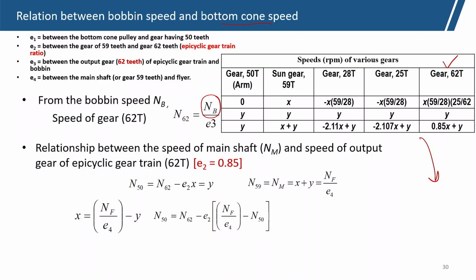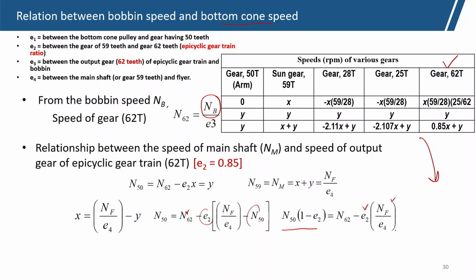So, we will try to correlate later. So, N50 we have reached here, in terms of N62 and in terms of the NF. So, NF, this is the relation. Now, we try to rearrange. After rearrangement we are getting N50, and this E2 N50 is going in the other direction, left side. So, N50 multiplied by 1 minus E2 equal to N62 minus E2 NF by E4.